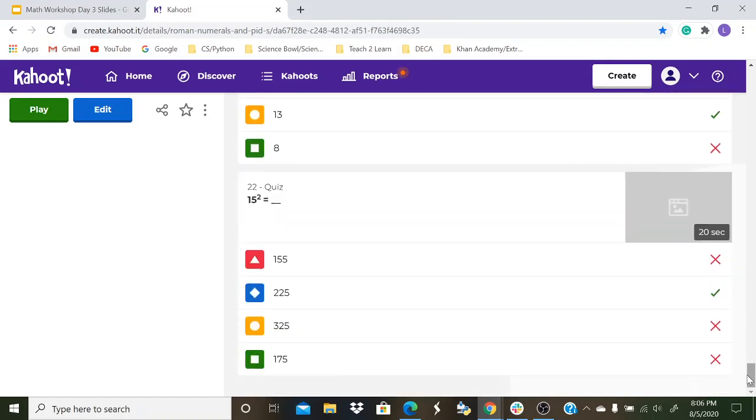And then the last question, just a bit of a throwback. 15 squared is just 225. Yeah, so that's it for the workshop.